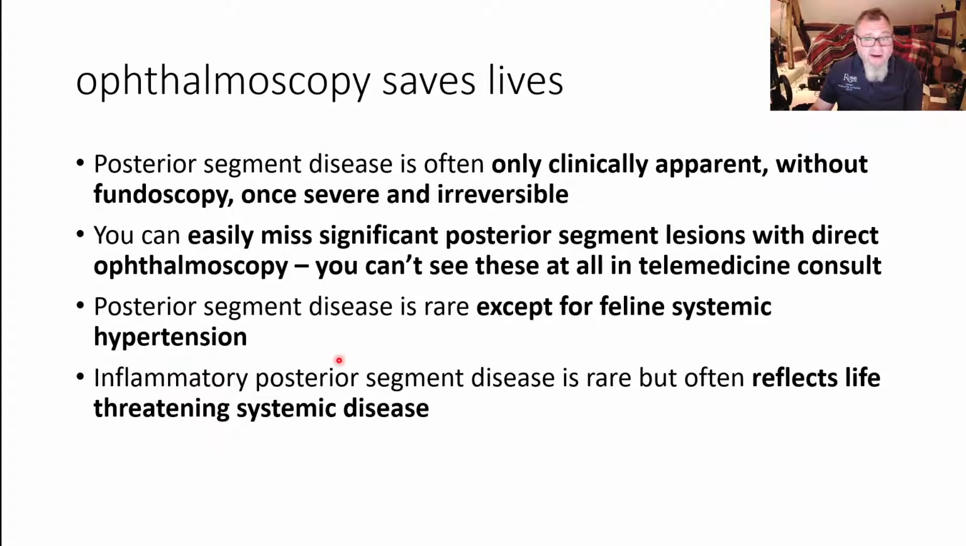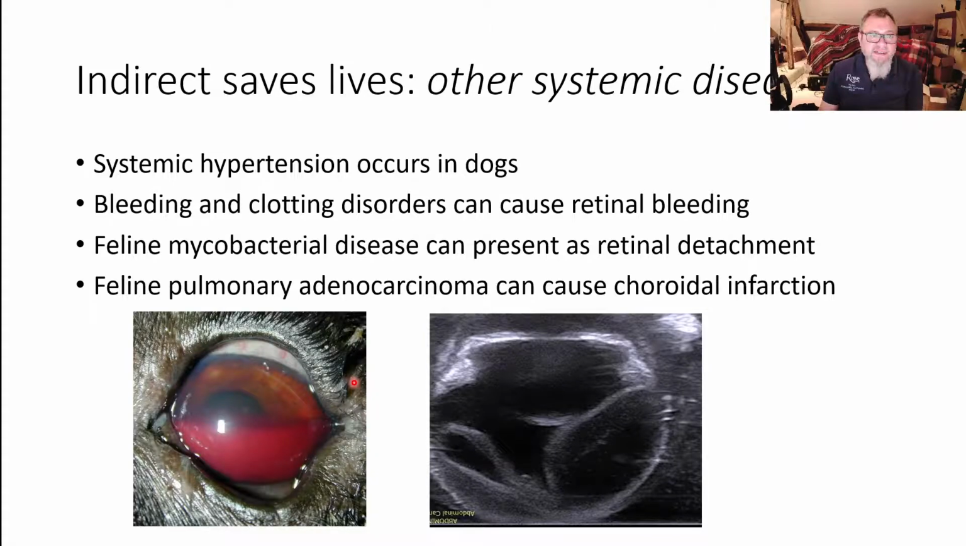So it's very common to find evidence of systemic hypertension in the eyes of older cats. When you do see inflammatory posterior segment disease, it's rare. When you do see it, it's often a sign of life-threatening systemic disease. So again, an important reason to look. So ophthalmoscopy saves lives. A few other examples before we finish.